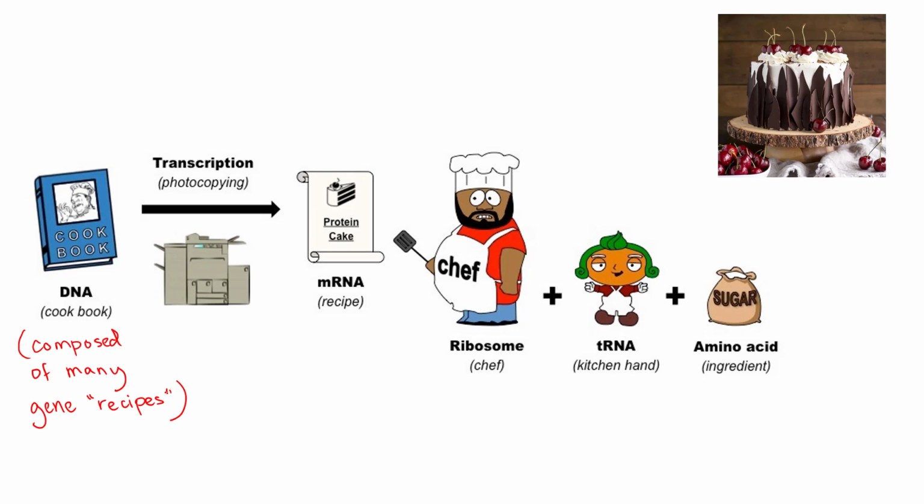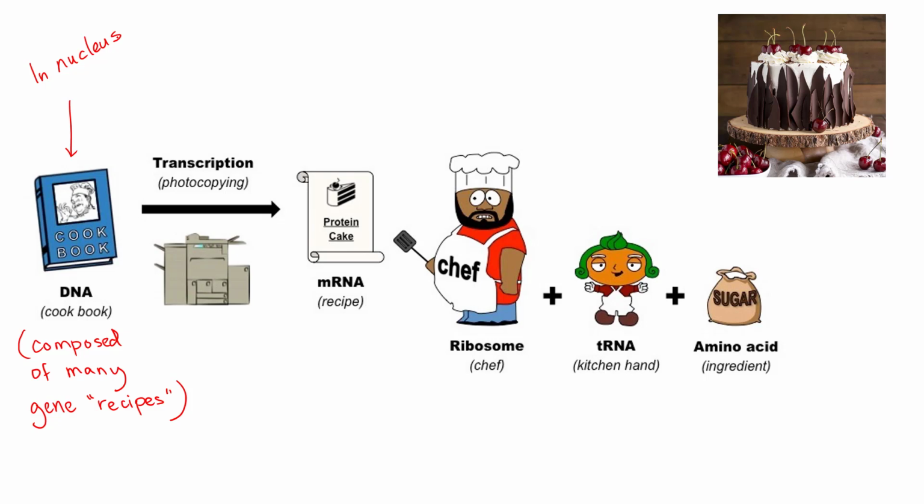And that cookbook, by the way, in the context of how it works with DNA, resides in the nucleus. And it never leaves the nucleus. So the DNA stays in the nucleus. The only thing that ever leaves the nucleus are these recipe copies. And these recipe copies are the messenger RNA.